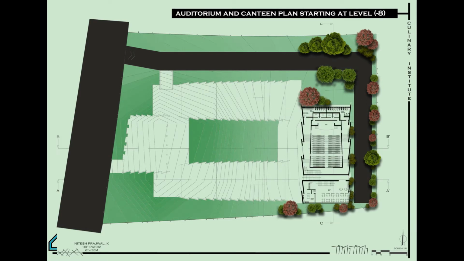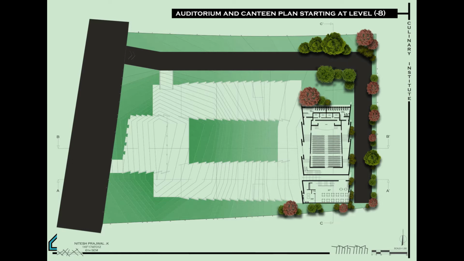Auditorium and canteen plan starting at level -8. The auditorium has been placed close to the academic block and it is near the parking also. There are two entries for the auditorium, first from the academic block and second from the parking. The auditorium has a capacity of 400 seats, accommodated in a combination of stepped and flat floors. The auditorium consists of two floors, with a mezzanine, also known as a balcony.